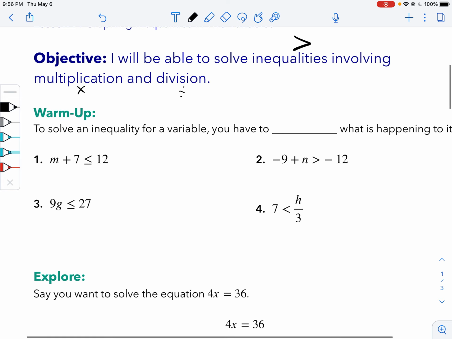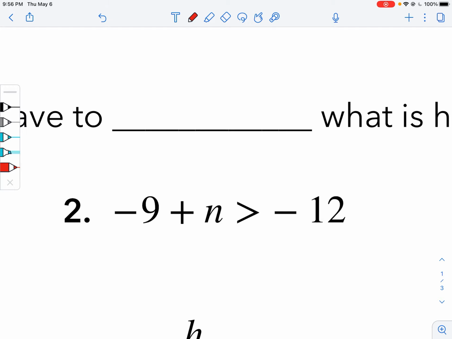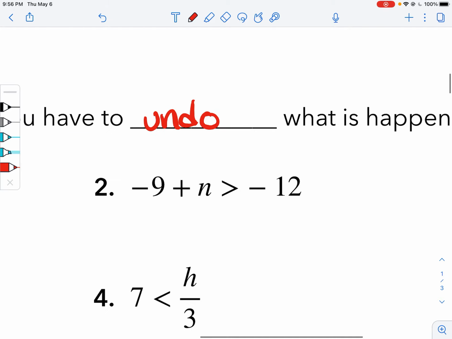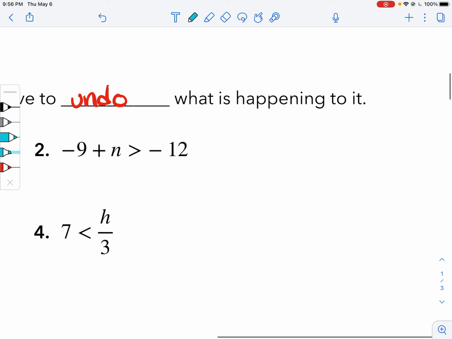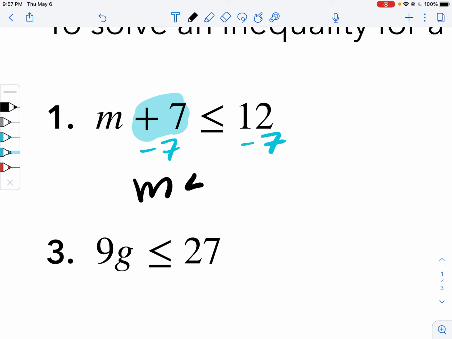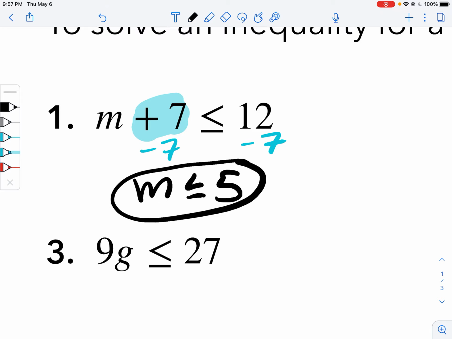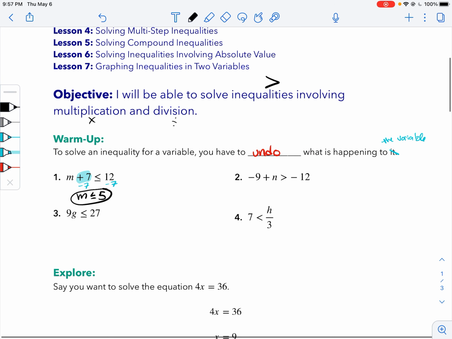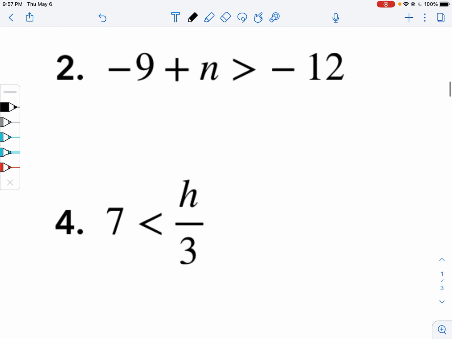So remember that to solve an inequality for a variable, you need to undo what is happening to the variable. For example, right here, we want to solve for our m, so we want to undo this plus 7. What will undo a plus 7? Minus 7. So we're going to subtract 7 from both sides, and that'll give us m is less than or equal to 5. Should we graph it? Nope, we're not going to. Remember, shortest notes video ever.